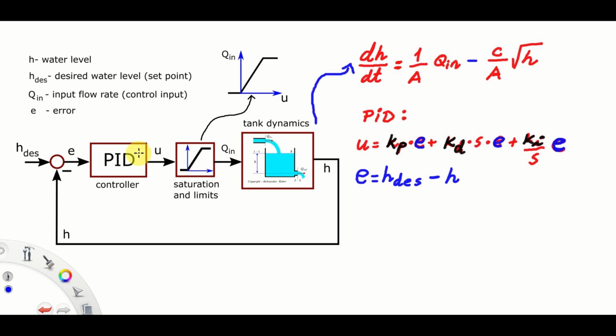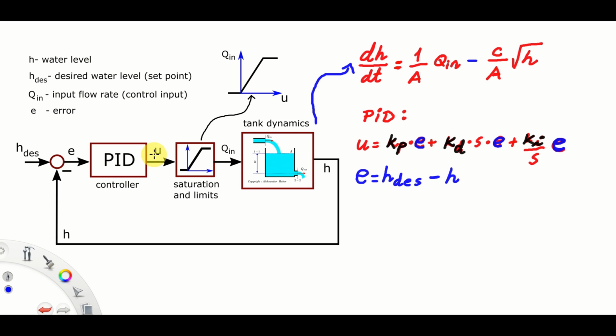This block over here is our PID controller. For those of you who don't know what is a PID, PID stands for Proportional Integral Derivative Controller. The input to our PID controller is the error. Now, what is the error? The error is the difference between H desired and true H. H desired is the desired fluid level in the tank. This is our set point. And H is the true or the measured value of the fluid level.